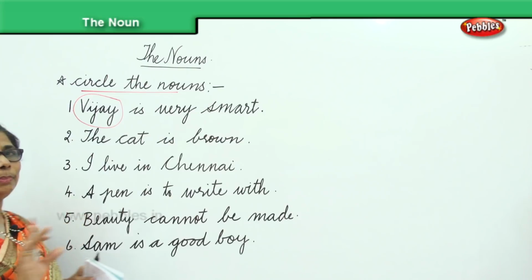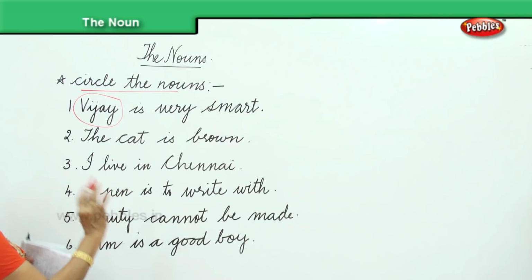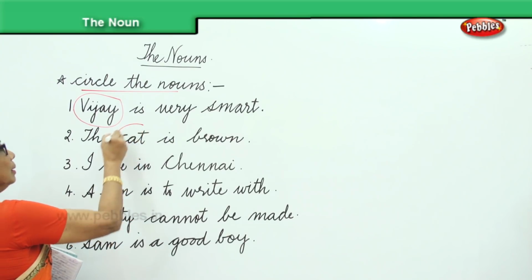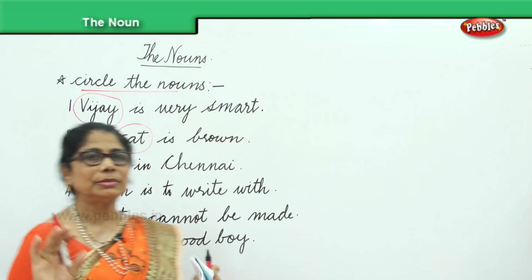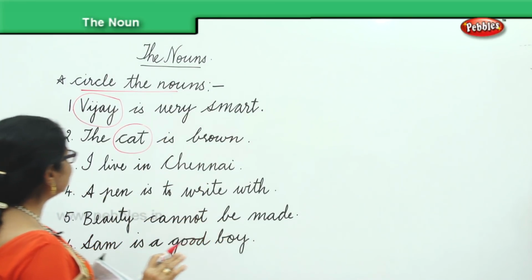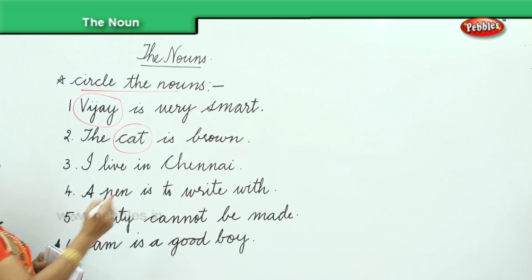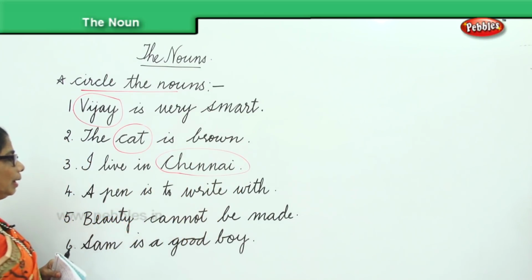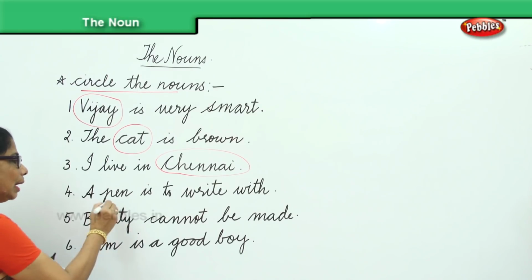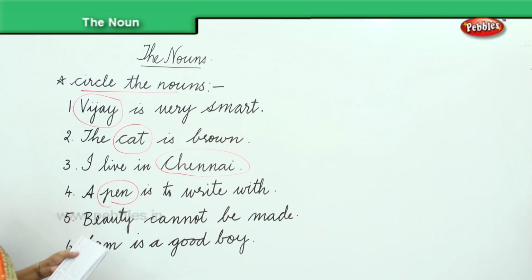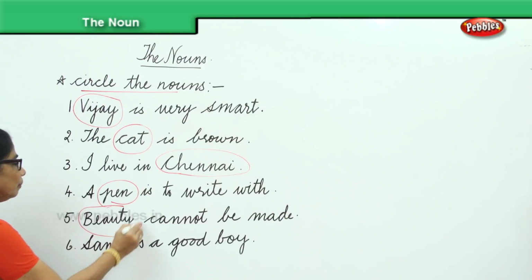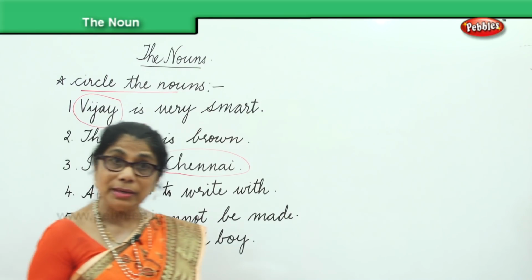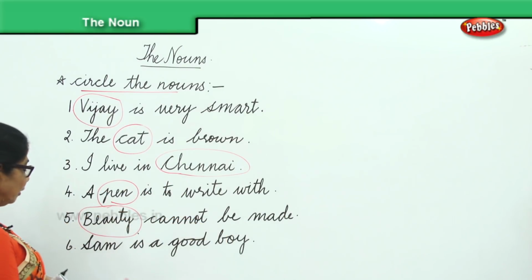The cat is brown. What's the color of the cat? Brown. Which is the noun? The cat. Cat is the noun. So Vijay, cat. I live in Chennai. So Chennai is a noun. Again, it's a proper noun. A pen is to write with. Again, pen. Very good. Next, beauty cannot be made. Now, beauty is a quality. Beauty is a quality of a person. So, that's also a kind of noun.